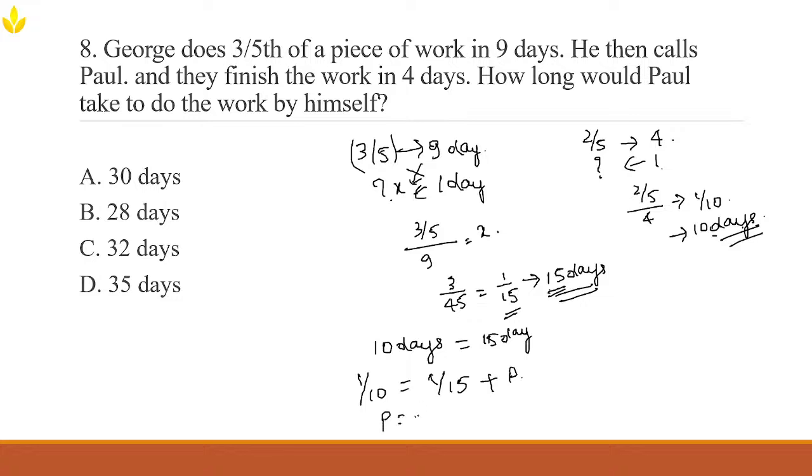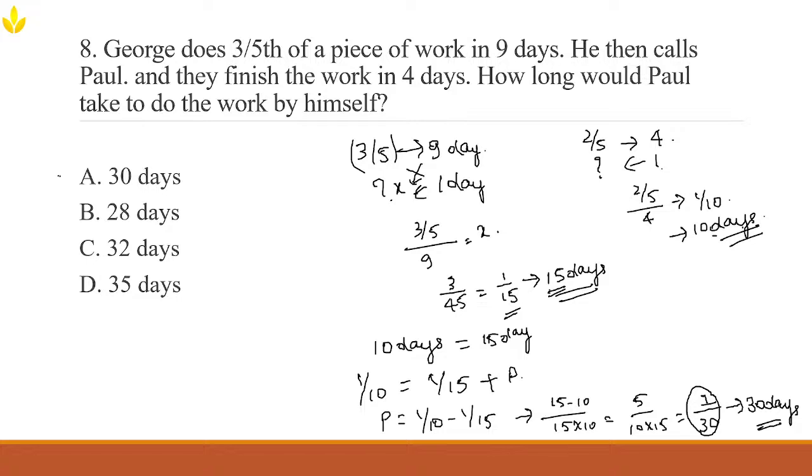That gives you 1 by 10 minus 1 by 15. So that is nothing but 15 minus 10 divided by 15 into 10. So that gives you 5 by 10 into 15, that is nothing but 1 by 30. So 1 by 30 part of the work is completed in one day. So to complete one whole work, how many days are taken by Paul? That will be 30 days, just the reverse of it.